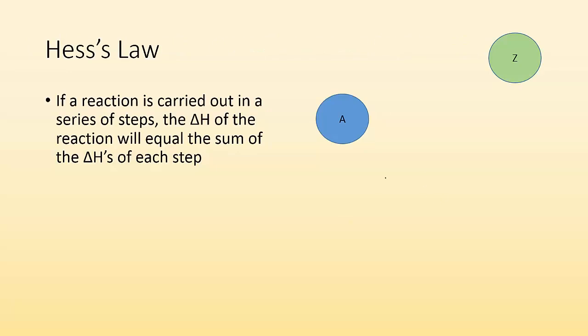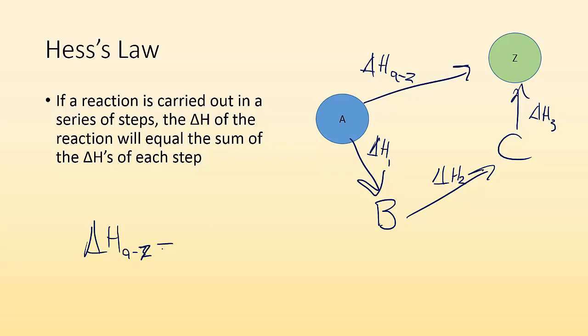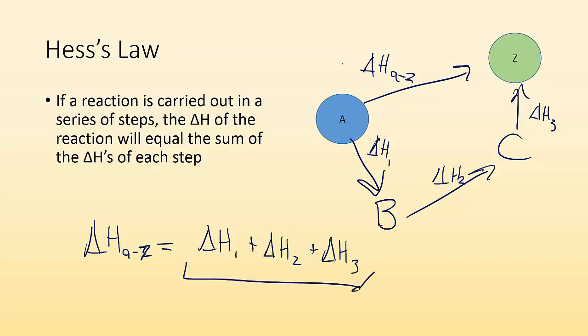Like I was saying, if I went from A to B and then B to C and then C to Z, this is going to be reaction 1, this is going to be reaction 2, and this is going to be reaction 3. What is the delta H for this overall reaction? I'm going to call that delta H A to Z, right? So the change in enthalpy from A to Z is going to equal the delta H of reaction 1 plus the delta H of reaction 2 plus the delta H of reaction 3. If you just add all those together, then you would get the overall change.